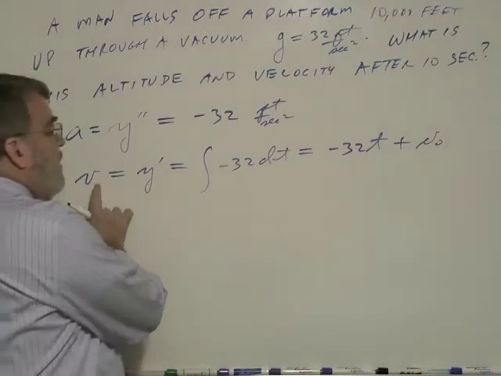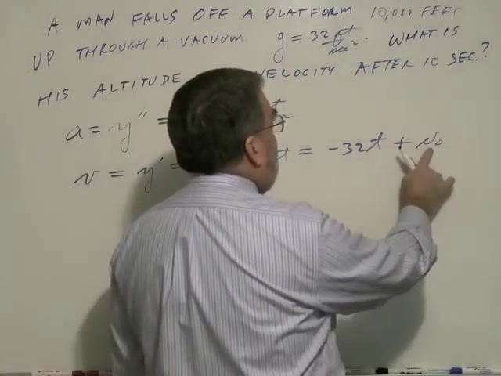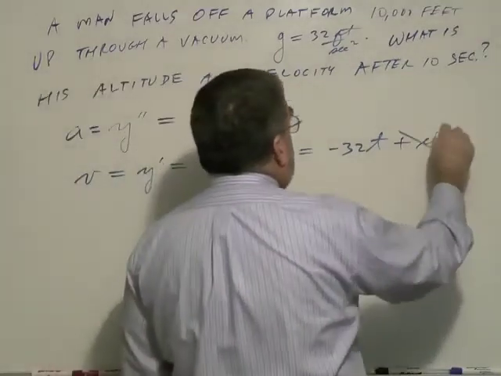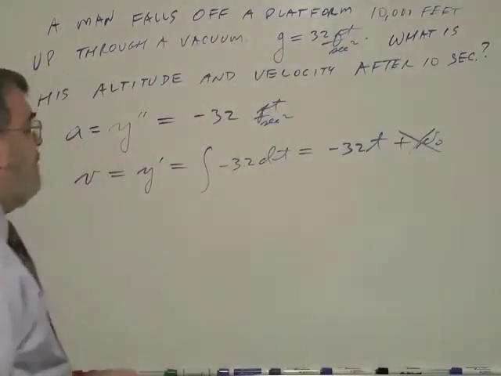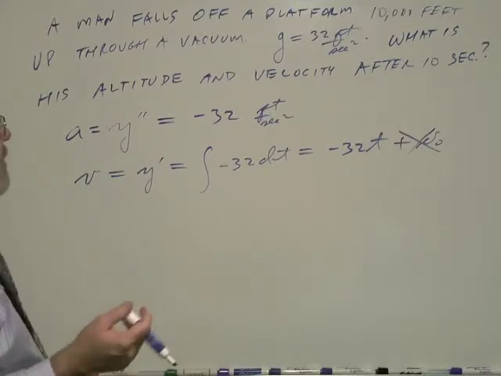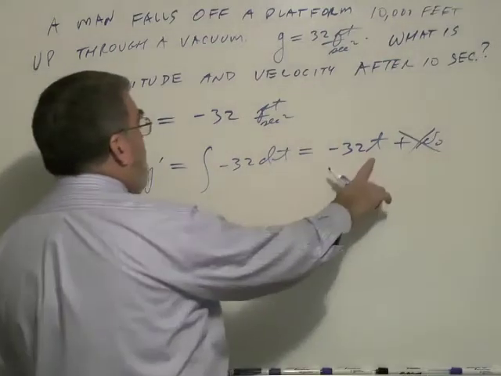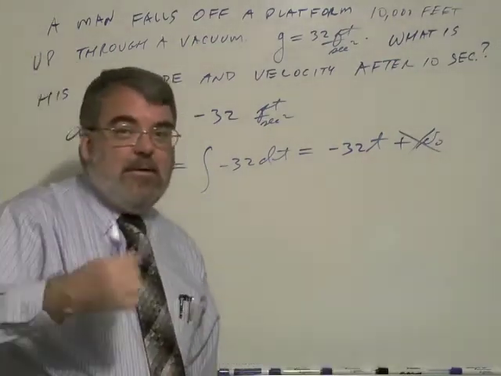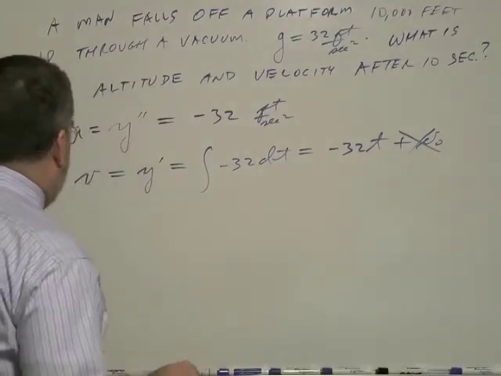Because if we plug 0 into this function, we'll get this additive constant, and initial velocity was 0. So there's our velocity, minus 32t. And so already we know we can answer one question. What's his velocity after 10 seconds? Plug 10 into here, it's 320 feet per second going down. We'll write all that up.